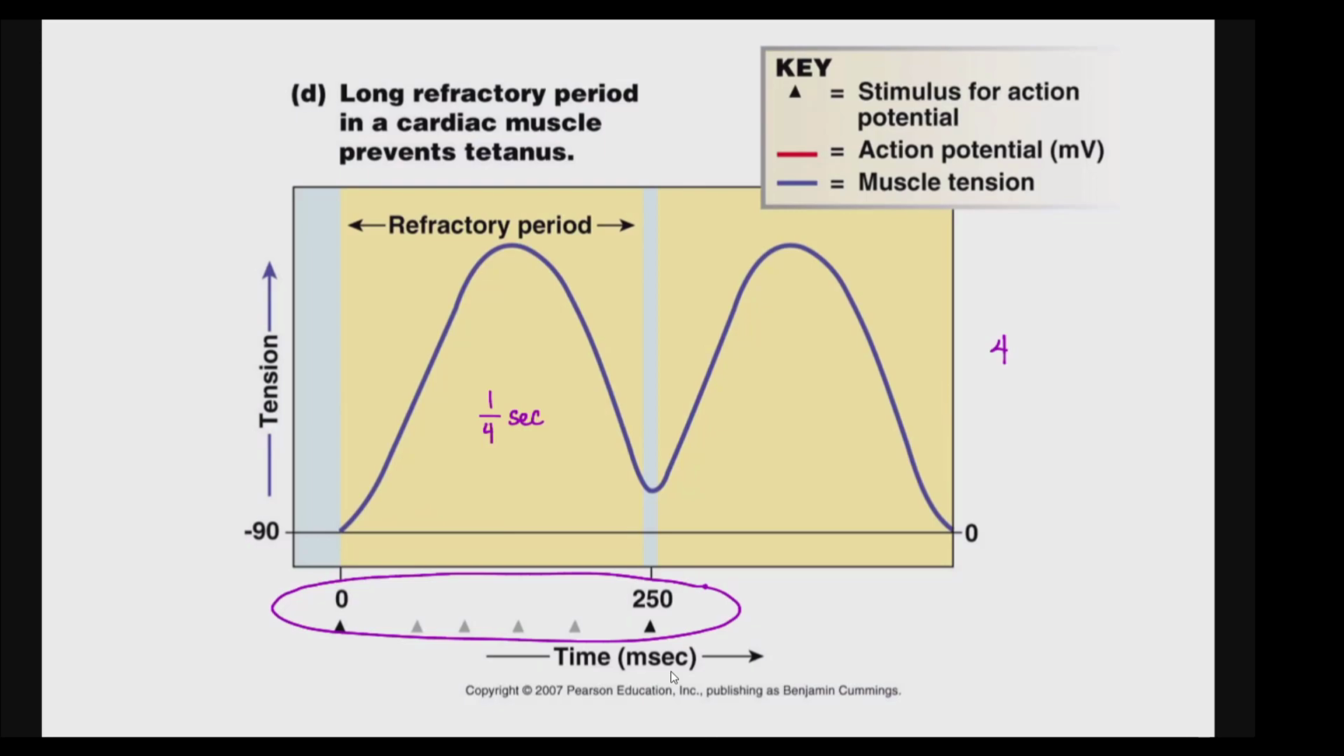If there are 60 seconds in a minute and we can have up to 4 beats per second, then that's 240 beats per minute. So the fact that the twitch itself is 1/4 of a second and there's an absolute refractory period that's also 1/4 of a second means that we have a natural cap on our heart rate. We cannot go above 240 beats per minute. And as we age, our cap is significantly lower than that.